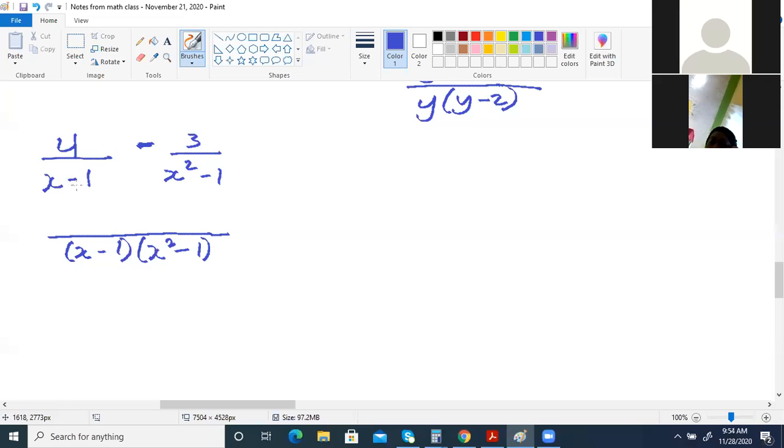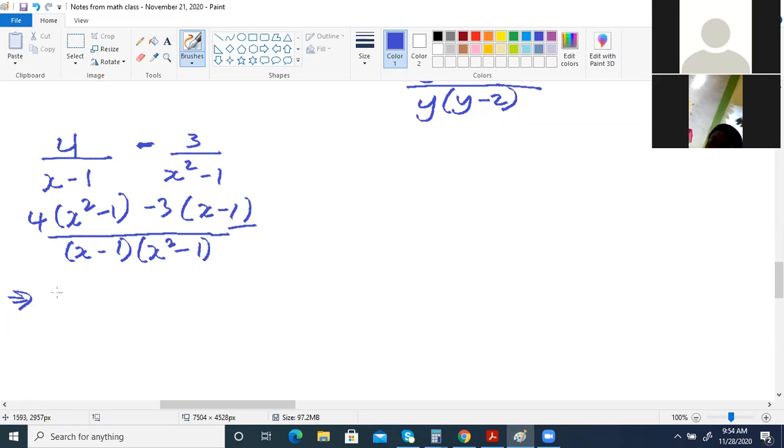So x minus 1 into this will give you x squared minus 1. So it's 4 times x squared minus 1. And then x squared minus 1 into this gives you x minus 1. So you're going to get 3 times x minus 1.